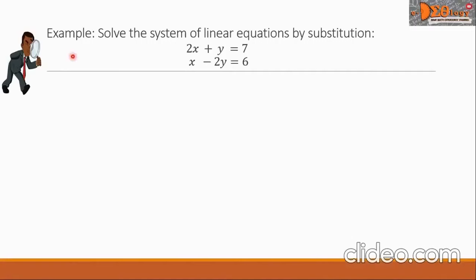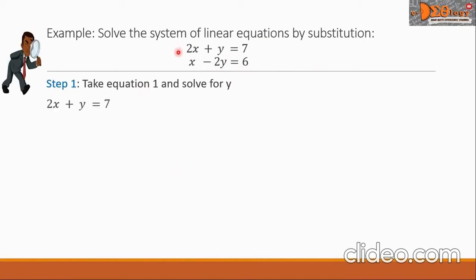Let's have an example. Solve the system of linear equations by substitution. The equations are 2x plus y equals 7. This is the first equation. And the second equation is x minus 2y equals 6. Step 1. Let us take equation 1 and solve for y.